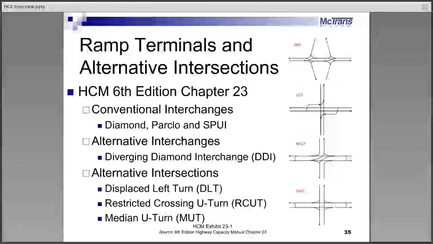And here's your diverging diamond at the top. The displaced left turn, sometimes called continuous flow. The restricted crossing U-turn, sometimes called a superstreet, where everybody on the side street turns right, and you come back if you want to turn left or go through. And then this one, the MUT, where everybody that wants to turn left has to go down and come back. These are all now modeled in the Highway Capacity Manual procedures.